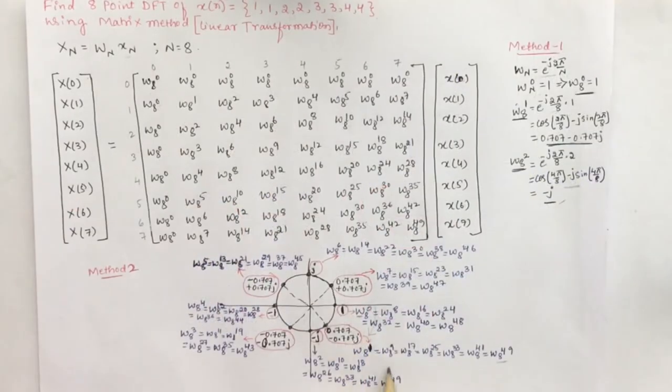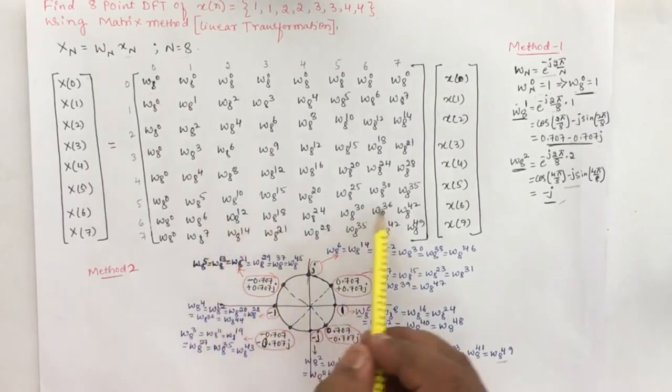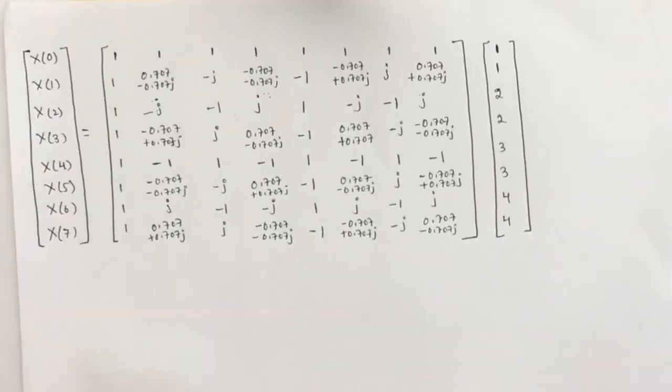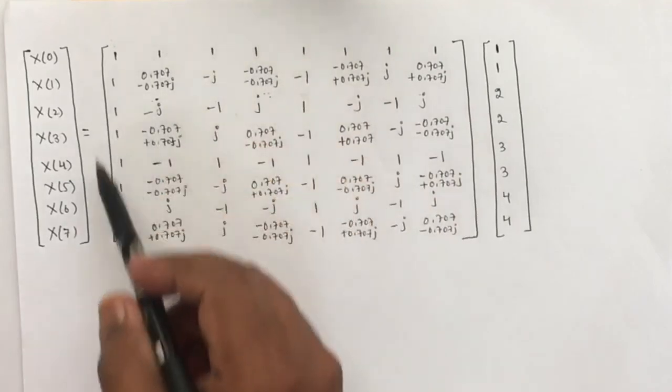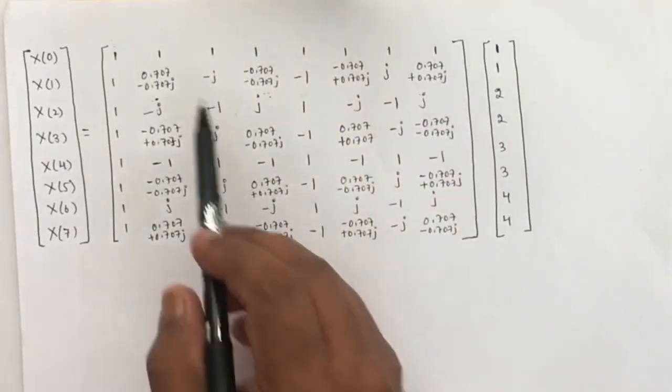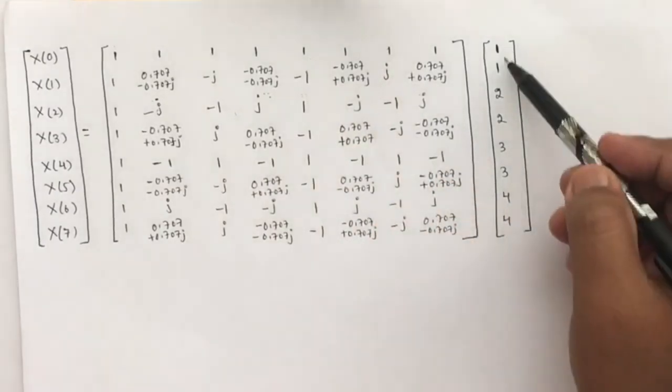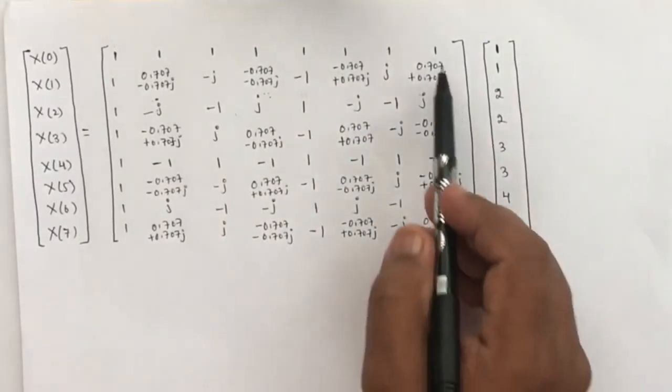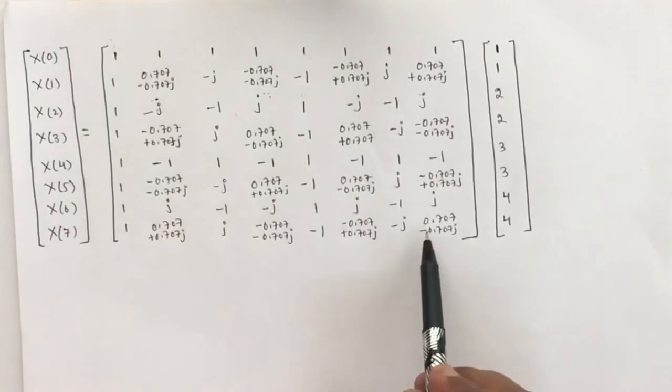In the same way, for different twiddle factor values, we can identify them from this circle and fill the matrix. Once we write the twiddle factor values, we will get the matrix like this. After getting the matrix, we need to multiply this matrix with this matrix. So this is the standard twiddle factor matrix for the 8-point DFT.